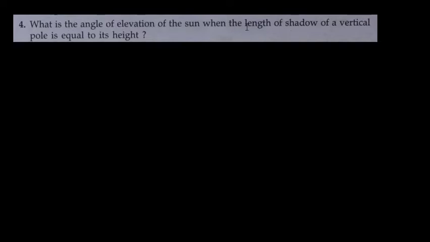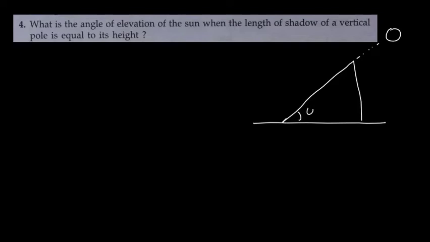What is the angle of elevation of the sun when the length of the shadow of a vertical pole is equal to its height? Now again it is something like the first problem we have done. Now here it is given that this is a pole, and say here we have a shadow, and here somewhere we have the sun. This is the angle which we have to find out. Say this is AB, this is BC, and what is given? You have given that your BC is equal to your AB, and theta we need to find out.